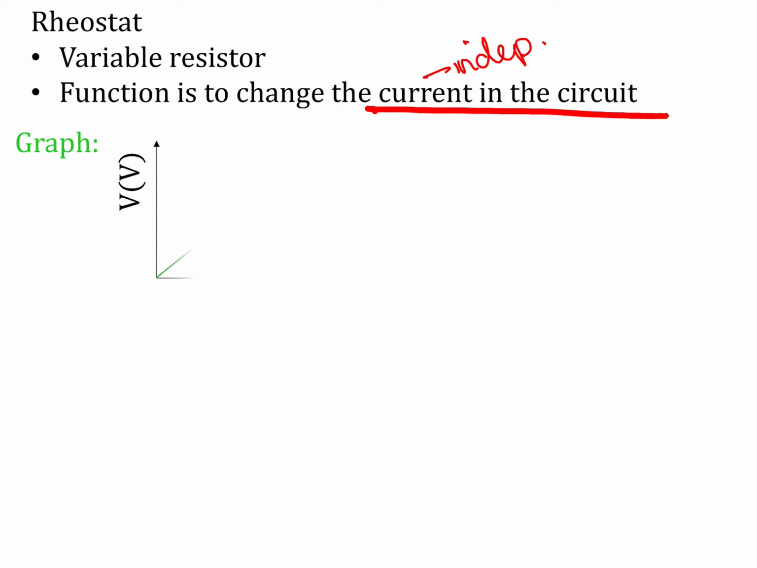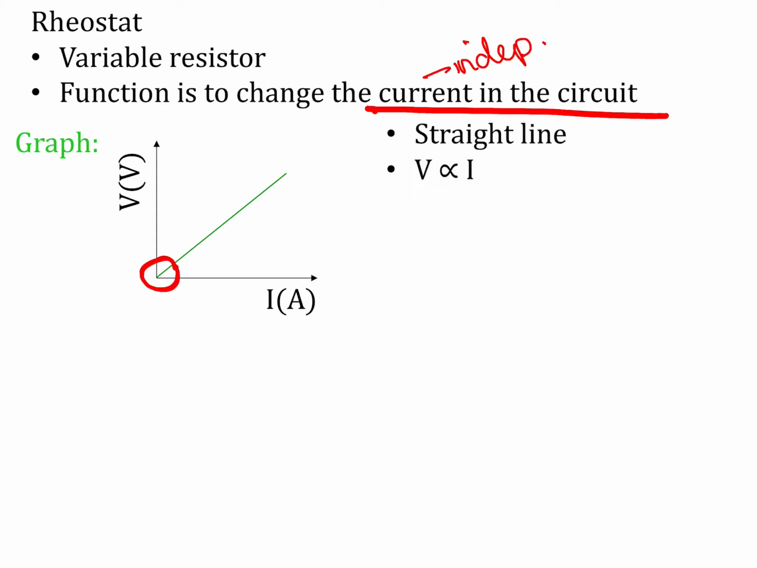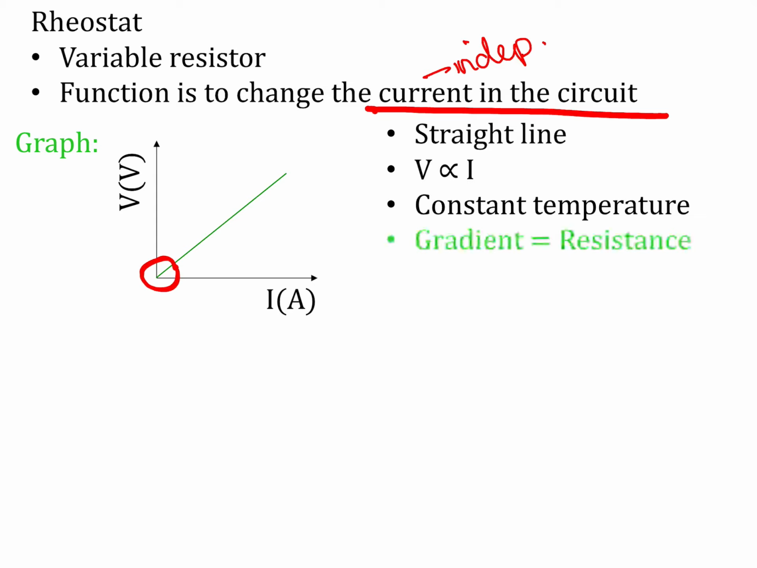When we get the graph, we get a nice straight line. It has to be a straight line, and it has to be a straight line through the origin, because if there's no current, there can be no potential difference. Very, very important. V and I are directly proportional to each other. So if I increase the current, potential difference has to increase. If I decrease the current, potential difference has to decrease. But only at a constant temperature.